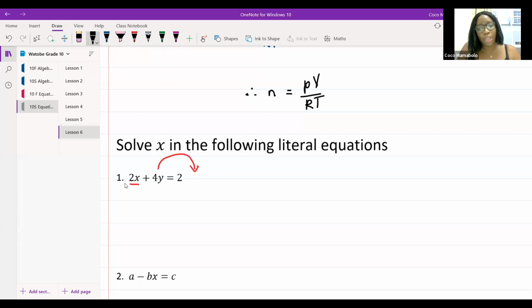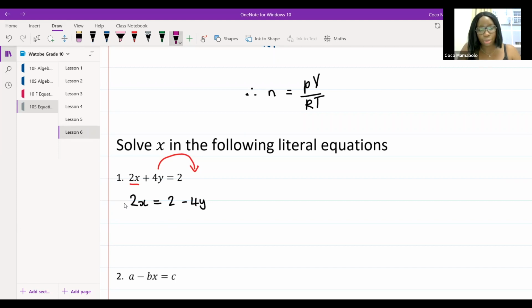What I'm going to end up with, Uyanda, is 2x is equal to, finish the sum for me. 2x is equal to 2 minus 4y, because when 4y goes over to that side, it changes and becomes minus. Are we in agreement? Yes, ma'am. Excellent.